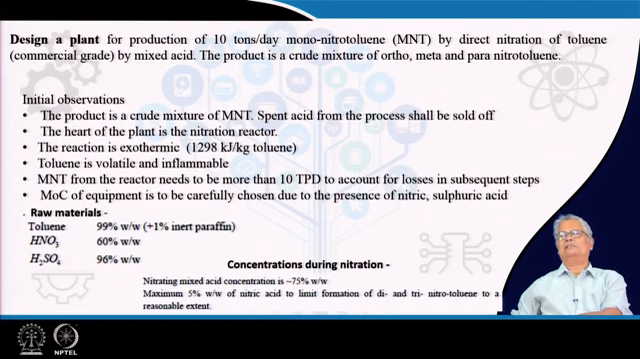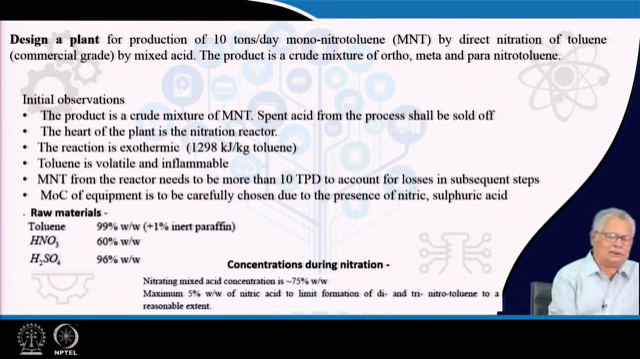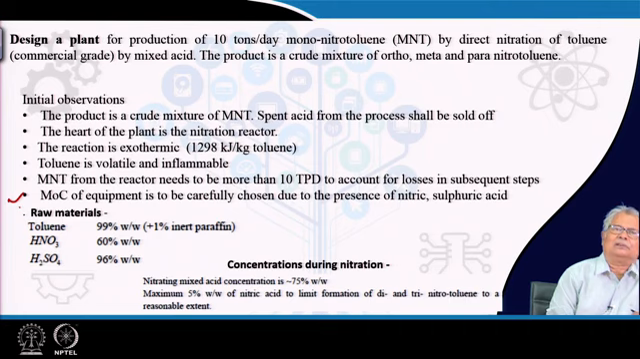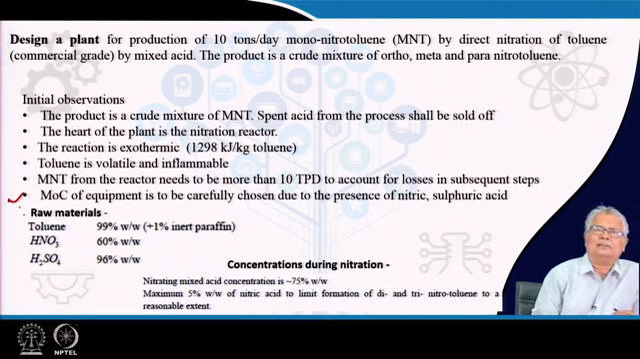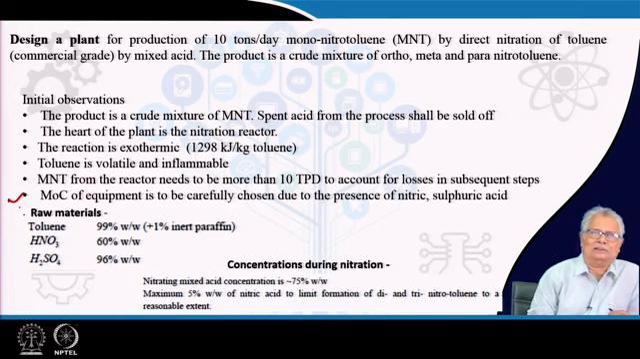Mononitrotoluene from the reactor needs to be more than 10 tons per day, though the sellable amount has to be 10 tons, and this additional amount is to account for the losses in the subsequent steps of processing. The material of construction of this plant equipment is to be carefully chosen because of the presence of nitric acid and sulfuric acid. That means it's a pretty corrosive environment.